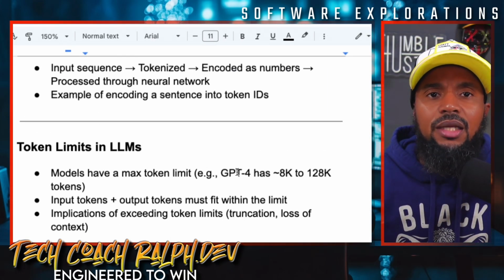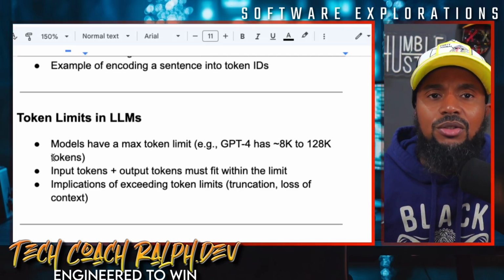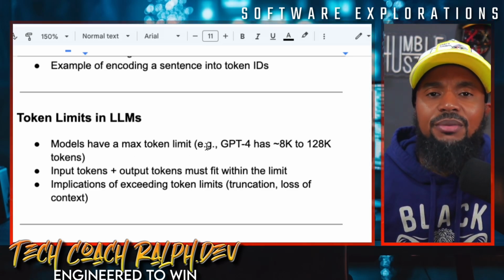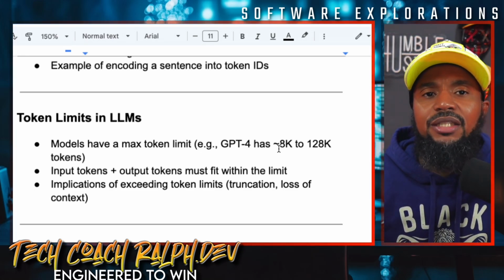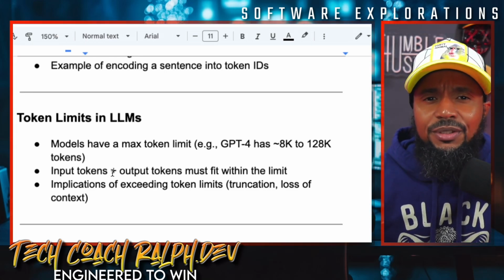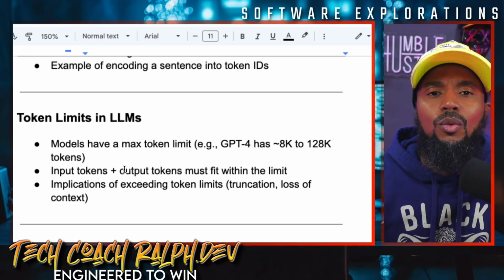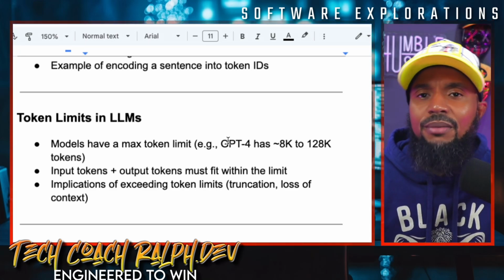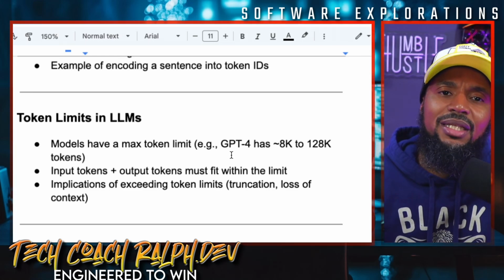Let's move on to token limits in large language models. Models have a max token limit. For example, GPT-4 has 8K to 128K input tokens. Input tokens plus output tokens must fit within the limit. So what's being inputted and outputted must fit within, for example with GPT-4, between 8,000 and 128,000.